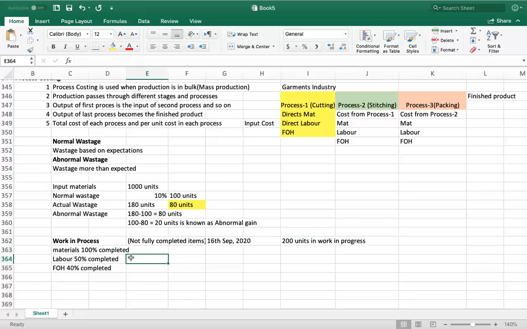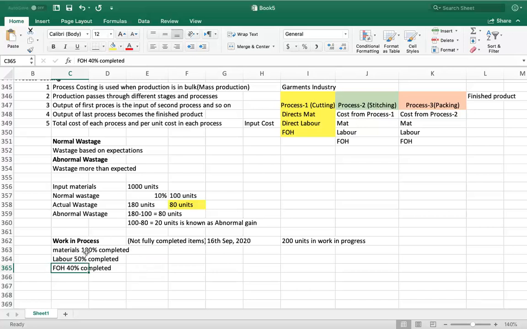What about labor? Labor 50% we completed today. How much labor will we apply tomorrow on these 200 units? 50%. So we will apply 50% labor on these 200 units. Similarly, factory overhead we applied today 40%. How much will we apply tomorrow? 60%.